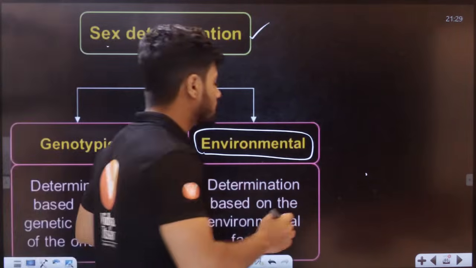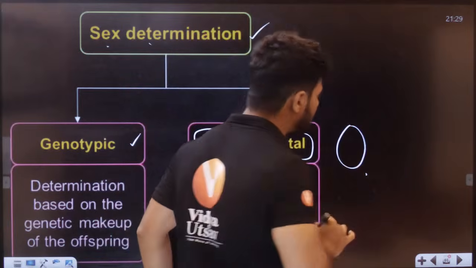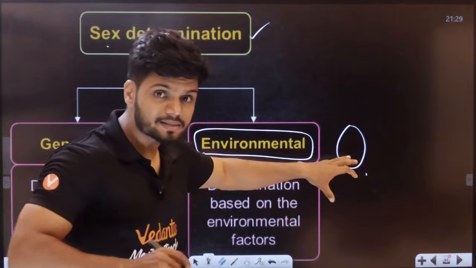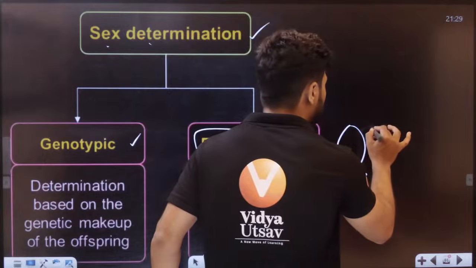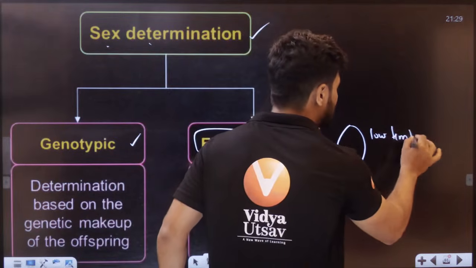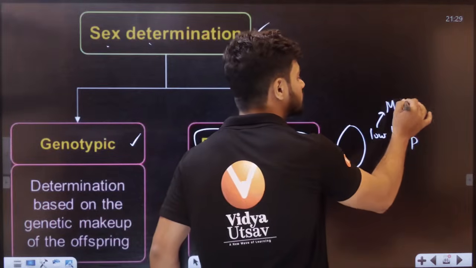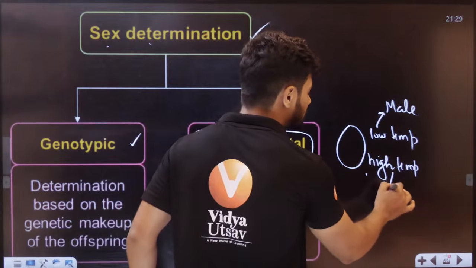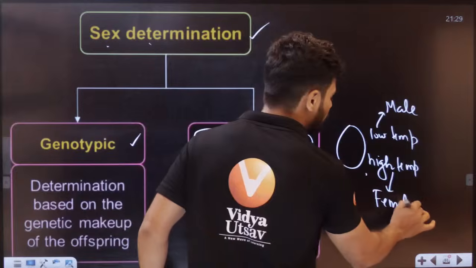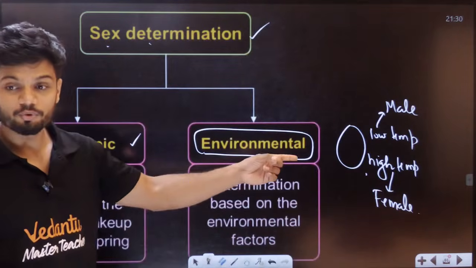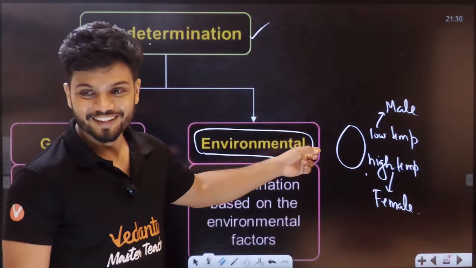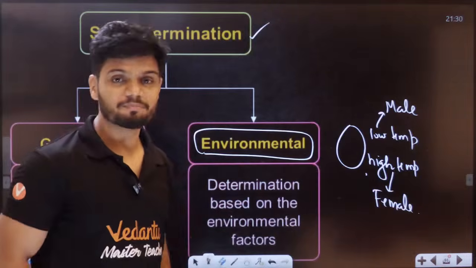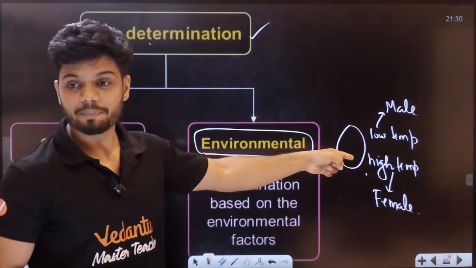I'll give you an example. In the case of turtle, let's say I have an egg here. Now, if this egg is incubated at a very low temperature, then this egg will become male. If it is incubated at a very high temperature, this can become female. Students, how many of you knew that? Low temperature, male. High temperature, it becomes female. That is based on environment.